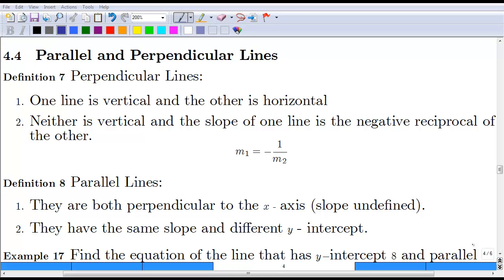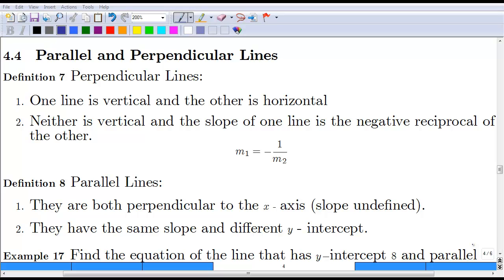This video covers section 4.4, which discusses parallel and perpendicular lines. Now, we discussed these in the 4.3 lessons, but we're going to go into a little bit more detail in this lesson. We'll start off by discussing perpendicular lines. I'm sure you've heard this term before, and typically we refer to this when we have two lines that intersect at a 90-degree angle.